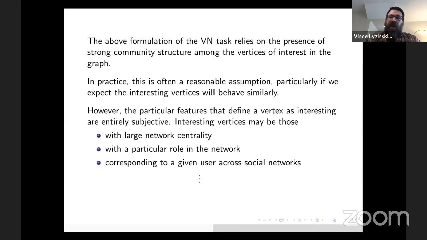And so the particular features that define a vertex as interesting are entirely subjective. Often part of the challenge in this problem space is that if you want this to be a general approach to information retrieval on networks, you want to be able to, in some sense, learn what made vertices in the query interesting in order to go search the second network for similarly interesting vertices. For example, vertices with a large network centrality might be the ones that are interesting. Or vertices that play a particular role in a network, or corresponding to a given user across social networks. This third example, and the NLP example I mentioned earlier, motivated the newer formulation of vertex nomination.